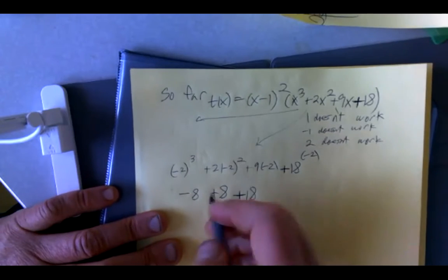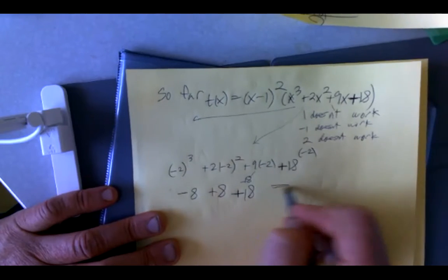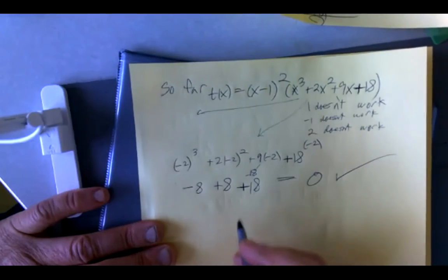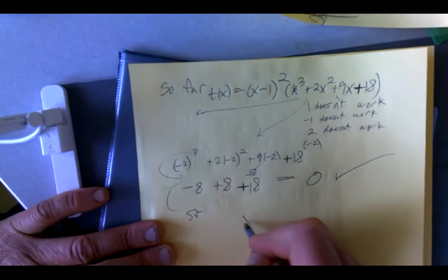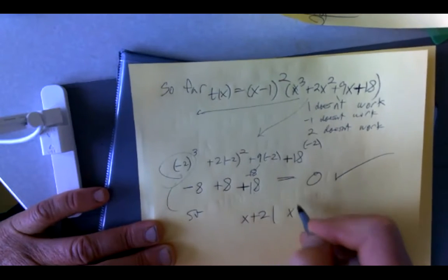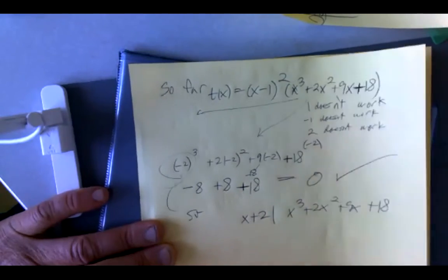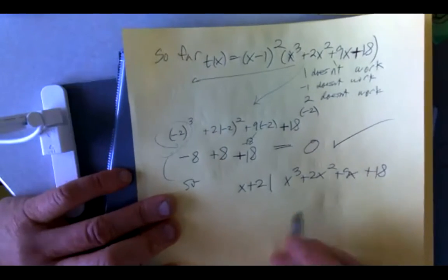Okay, so I see this is -18 plus 18, which equals 0. So anyway, -2 works. So x plus 2 divides this. Once I do this, I'm done because it's degree 2. I can factor it, it's going to be an easy quadratic.